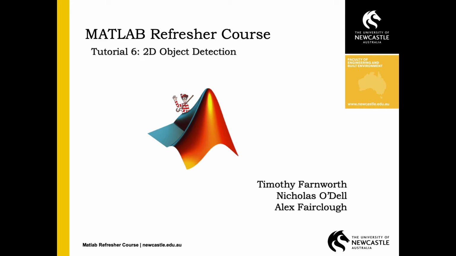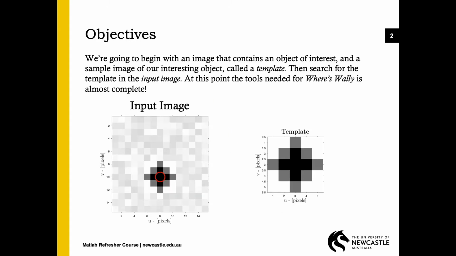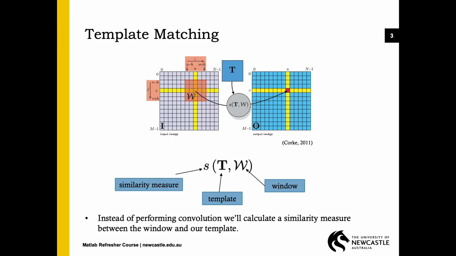In this tutorial, we'll be making a big leap towards automating Where's Wally. We'll modify the function that we wrote in the last tutorial to do object detection. We'll detect a small template within a simplified image, and once we perform object detection, we'll circle the detected object like we have previously. To do this, instead of just performing convolutions, we'll employ similarity measures to do template matching instead.